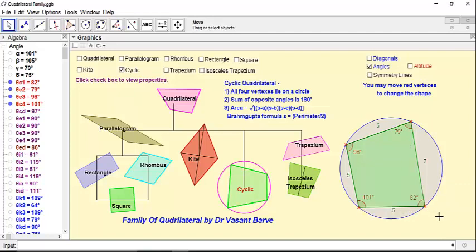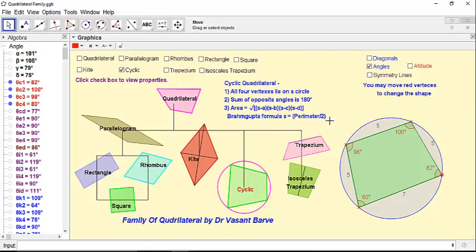So you will see that if I change this shape, the angles still add up all the time to 180 degrees. Special case of quadrilateral: the sum of opposite angles is 180 degrees.